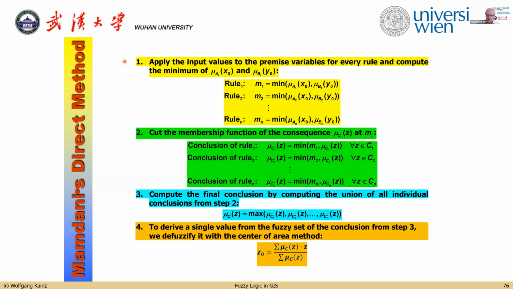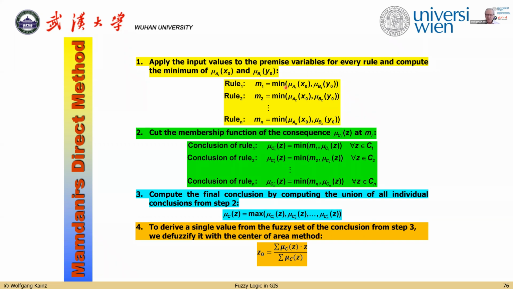In step number 1, we would apply the input values, meaning the given values for our premise variables. So we would apply the input values to the premise variables for every rule and compute the minimum. So what we would do is we have given values. For example, here we have an example of 2 premise variables. For simplicity, I took here 2 premise variables, x and y. And then we have given values x0 and y0.